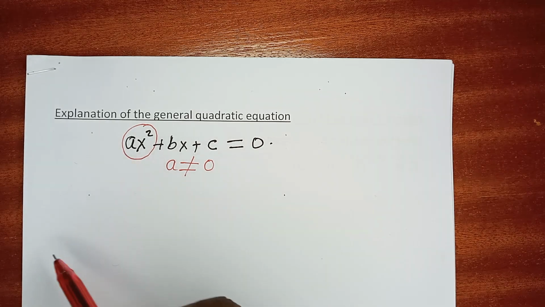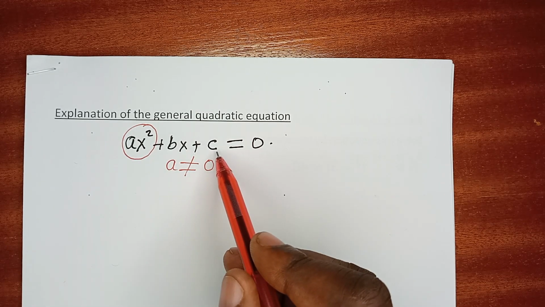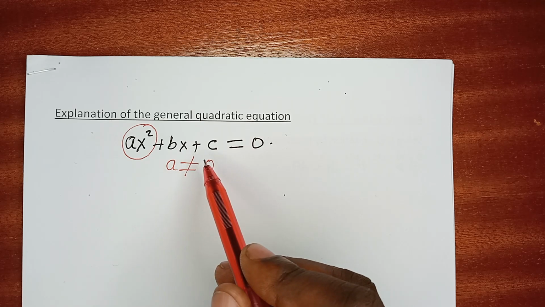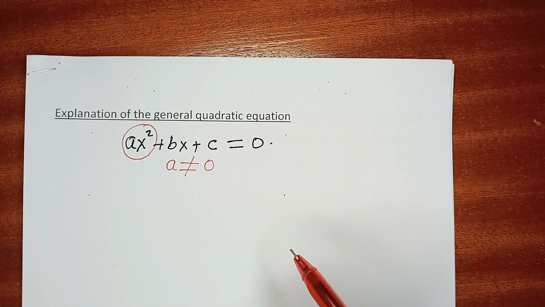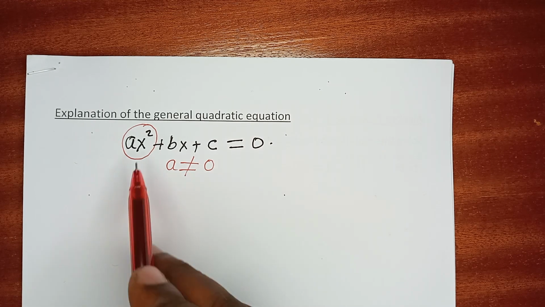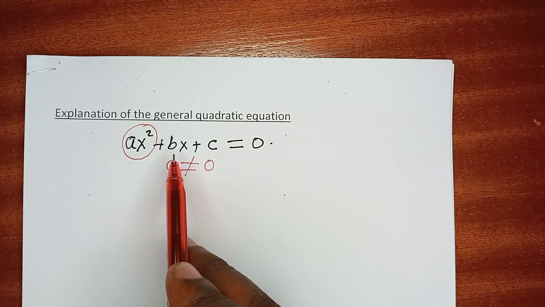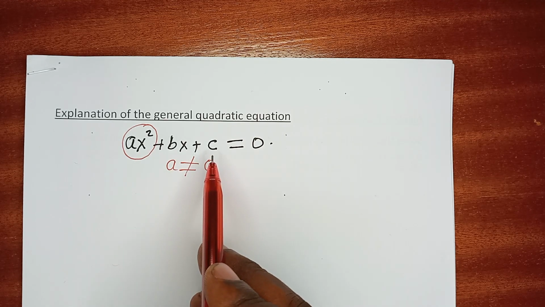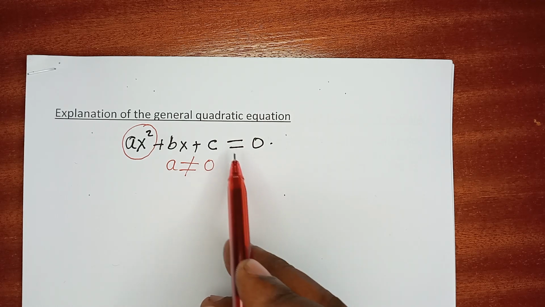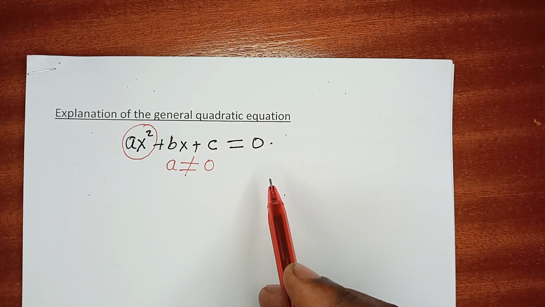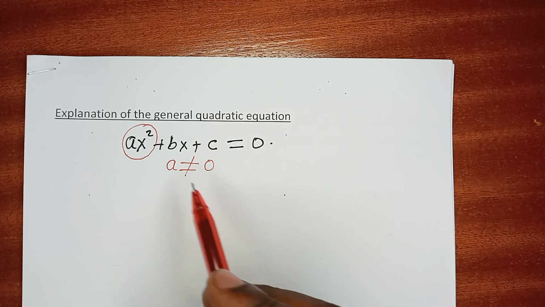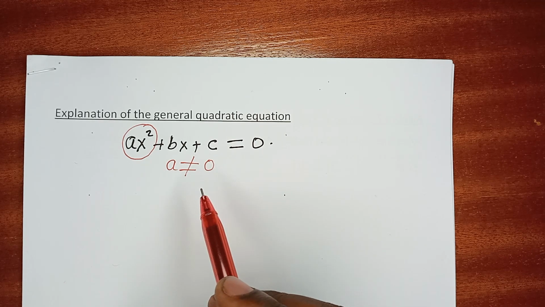Of course, a is a constant, b is a constant, and c is a constant, and x is the only variable. But I want to say something here. Anytime you want to solve a quadratic equation, it is important that you write it in this general format. The first term is going to have x squared, the second term is going to have x, and the third term is going to have a constant, and then equals 0. Always try to leave 0 on the right hand side so that you can actually solve any quadratic equation.